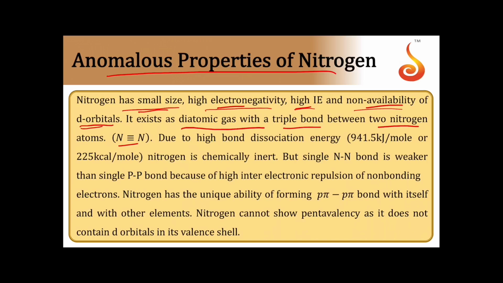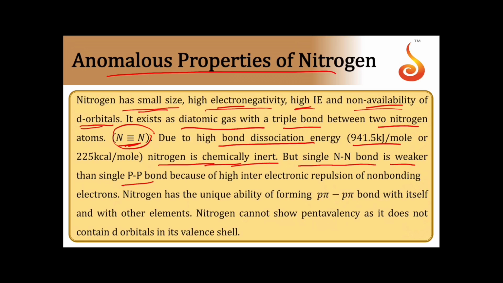Nitrogen can form p-pi multiple bonds because of its small size, and therefore it can form an N triple bond. Due to high bond dissociation energy, it is highly stable and chemically inert. The triple bond has more energy, and therefore it is chemically inert. But the single N-N bond is weaker than the single P-P bond.